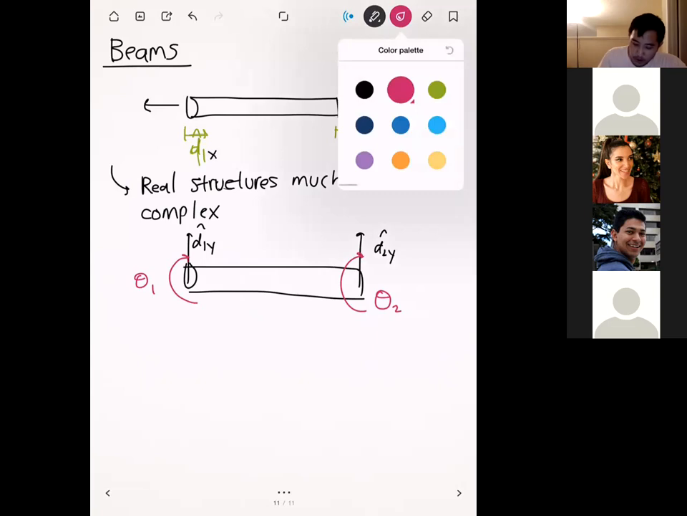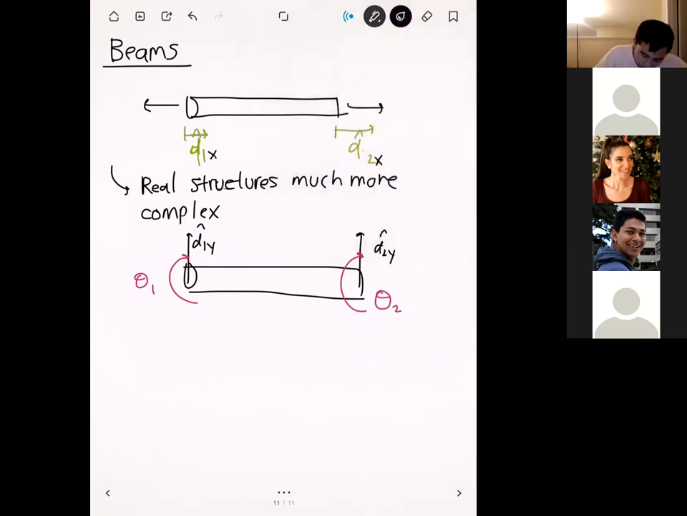And so just a little bit of terminology right here. Let's call D1y hat and D2y hat. And so we'll call these transverse displacements.